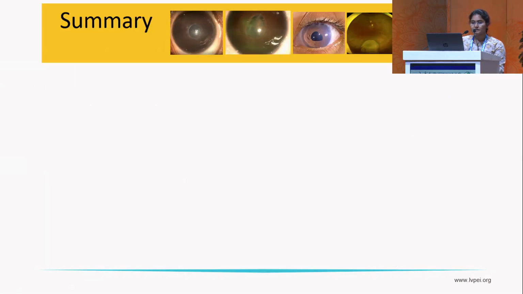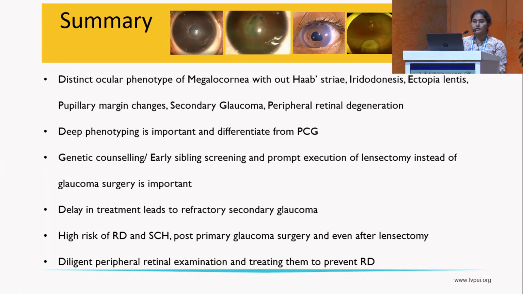To summarize, this genetically proven series of LTBP2 shows a distinct ocular phenotype of megalocornea without Haab striae, iridodonesis, ectopia lentis, pupillary margin changes like persistent pupillary membrane or ectropion uveae, secondary glaucoma, and peripheral retinal degeneration. Genetic counseling, early sibling screening and prompt execution of lensectomy are needed, as any delay in treatment will lead to refractory secondary glaucoma.